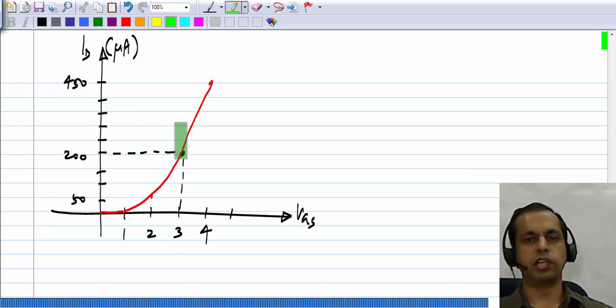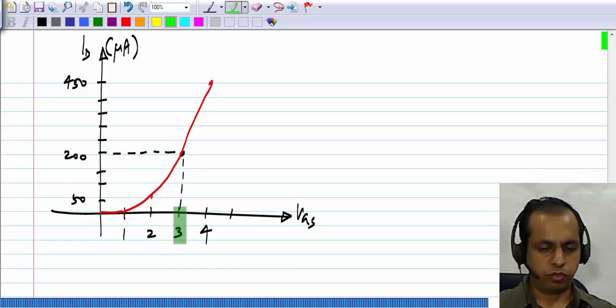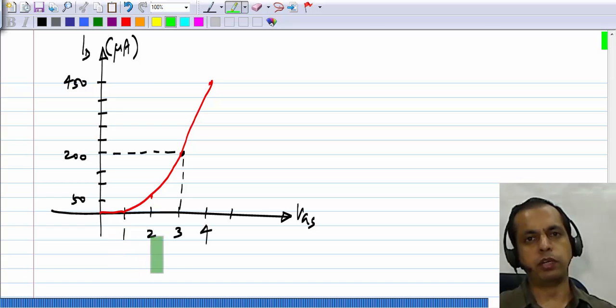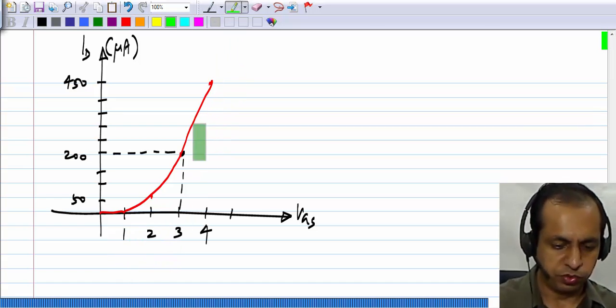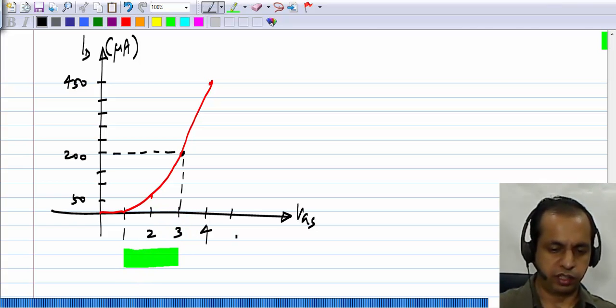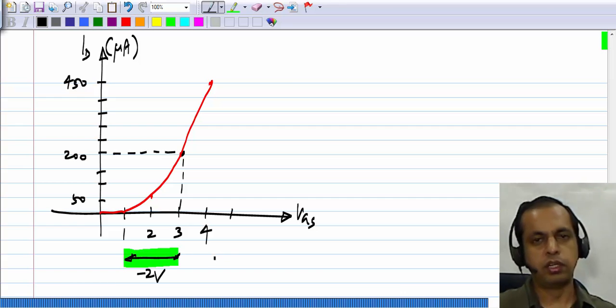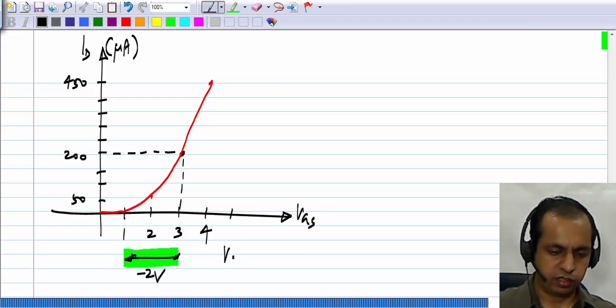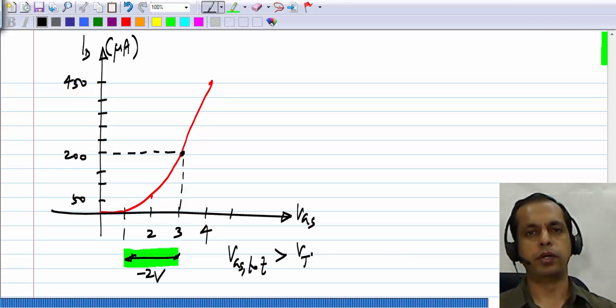The quiescent gate source voltage is 3 volts, and on top of that we have an increment. The total gate source voltage, which is 3 volts plus the increment, will fall below 3 volts when vi is negative. So 3 plus vi will be anywhere depending on the value of vi, and when it becomes negative, it can reach this point and the current can become 0. So you can see that this is an increment of minus 2 volts, and this is the limit we get by saying that the total VGS has to be greater than the threshold voltage.